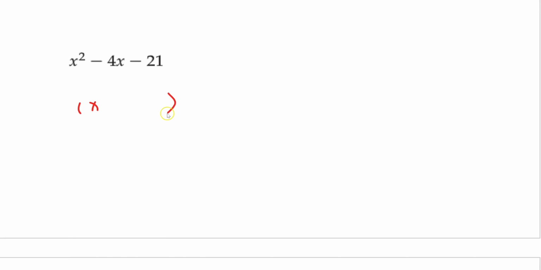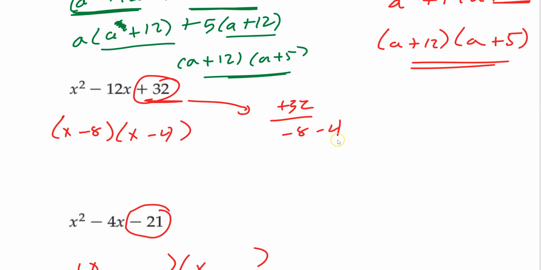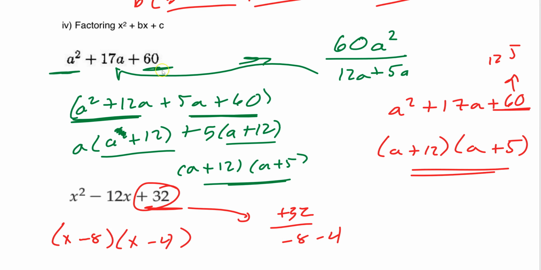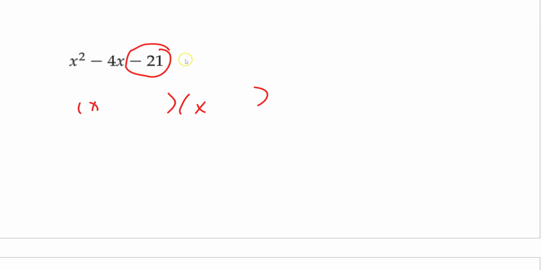This is an x. It's a negative 21, so it means different signs. So here's a little trick, right? We know if it's positive, it has to be the same sign. If it's negative, that'd be different signs.